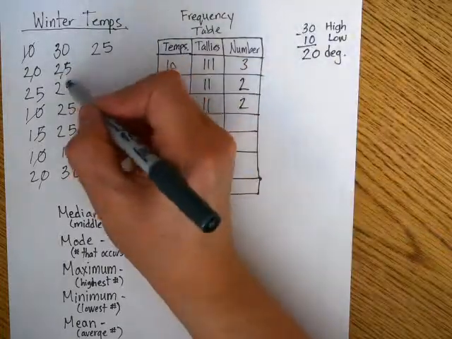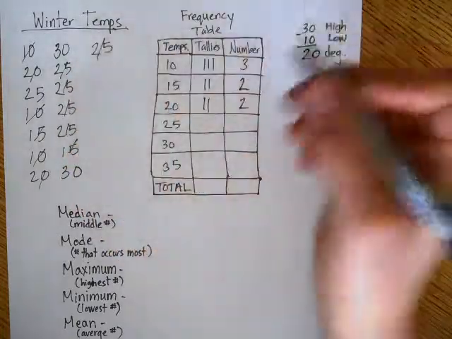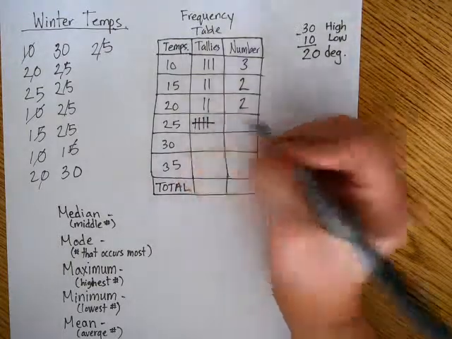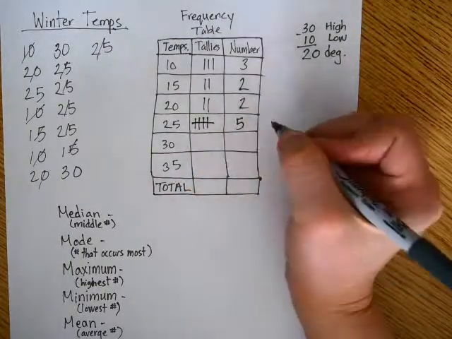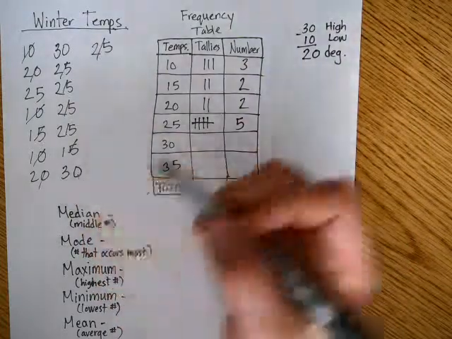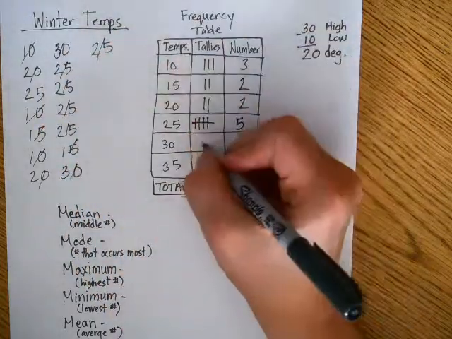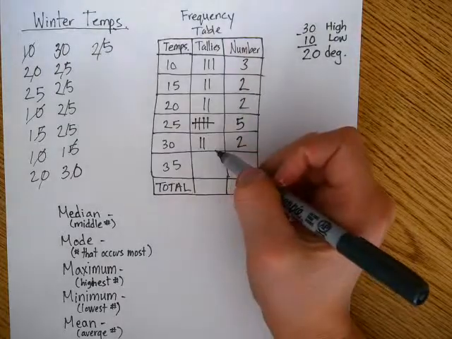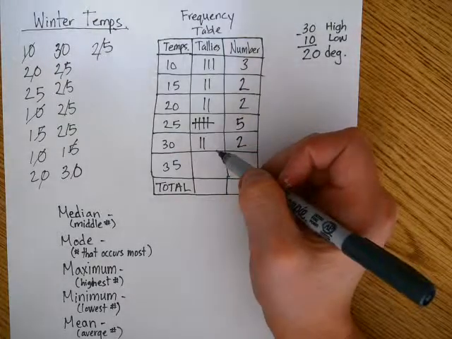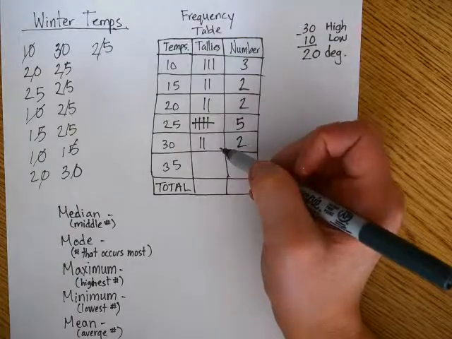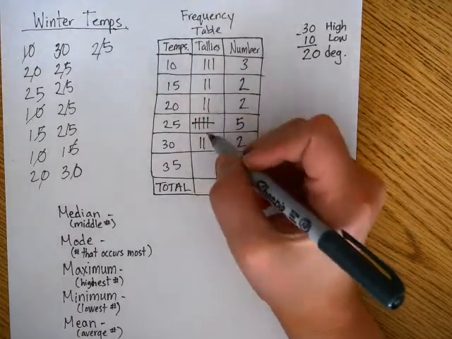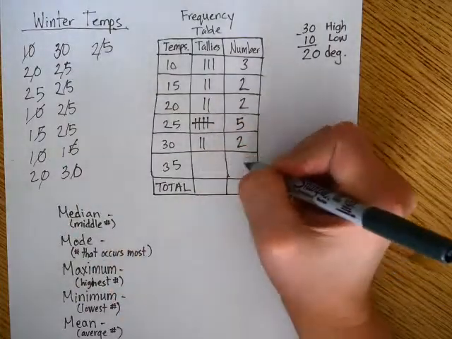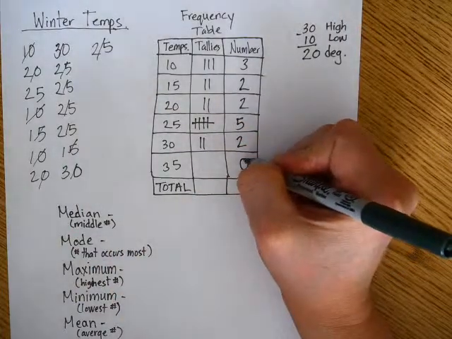25s. 1, 2, 3, 4, 5 25s, and the number 5. And then 30s, I have 1, 2 30s, so I put the number 2. I don't make 30 tallies. That's a common error that I saw some folks doing. So make sure you're just taking the number that's in the data set and putting it here. 35s, there aren't any. So the number is 0.